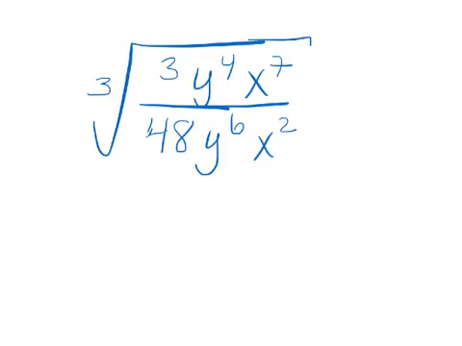Okay? Sorry, that is supposed to be a normal 3. It looks like it's hovering, right? Yeah. So cube root of the quantity 3y to the 4th x to the 7th over the quantity 48y to the 6th x to the 2nd. Okay?